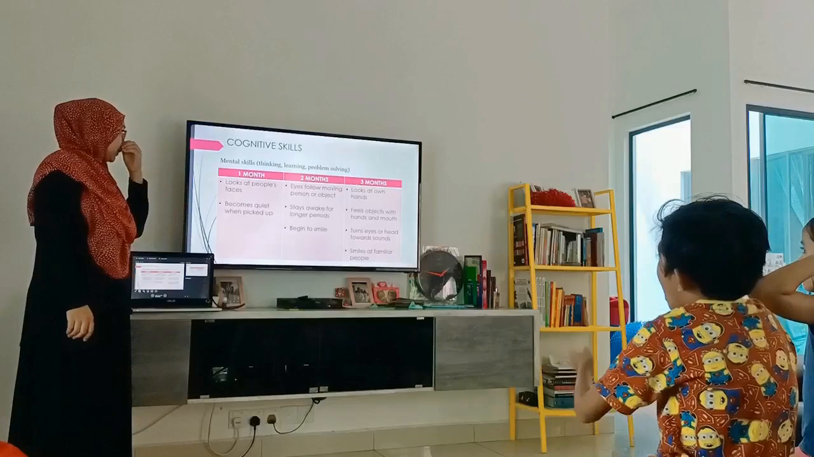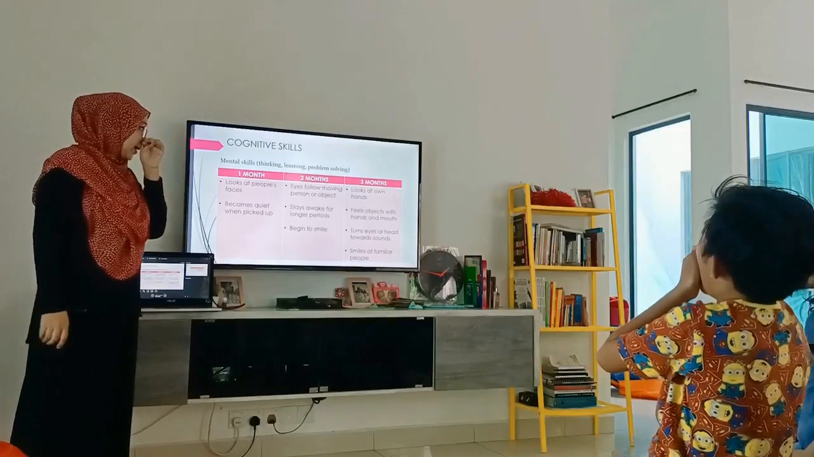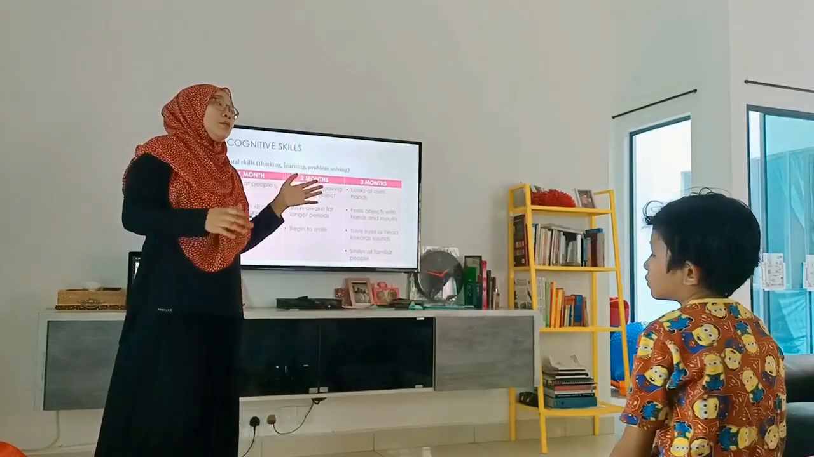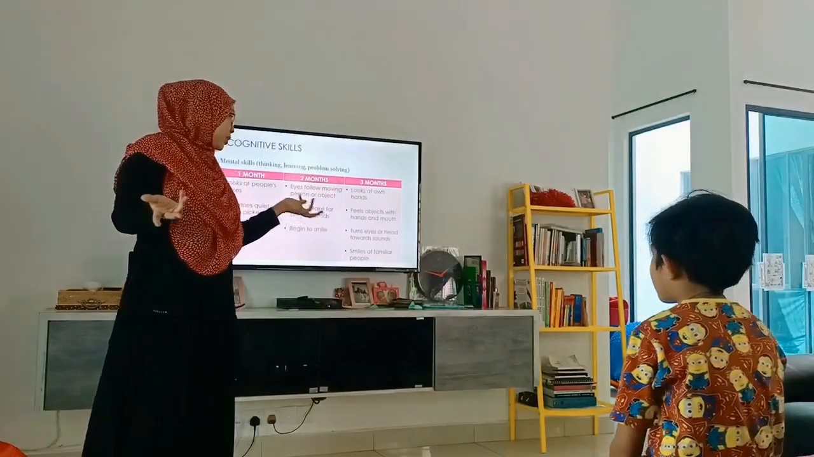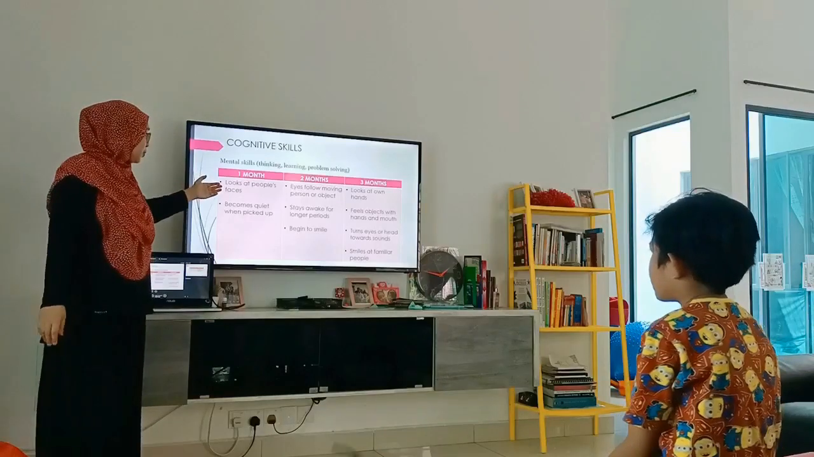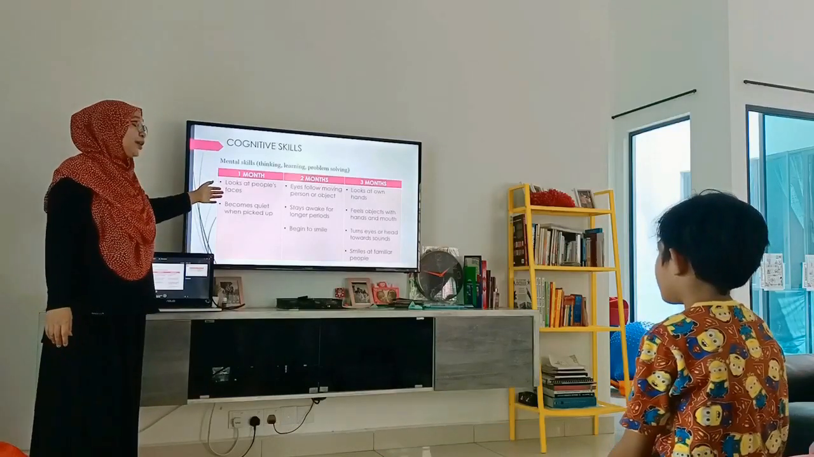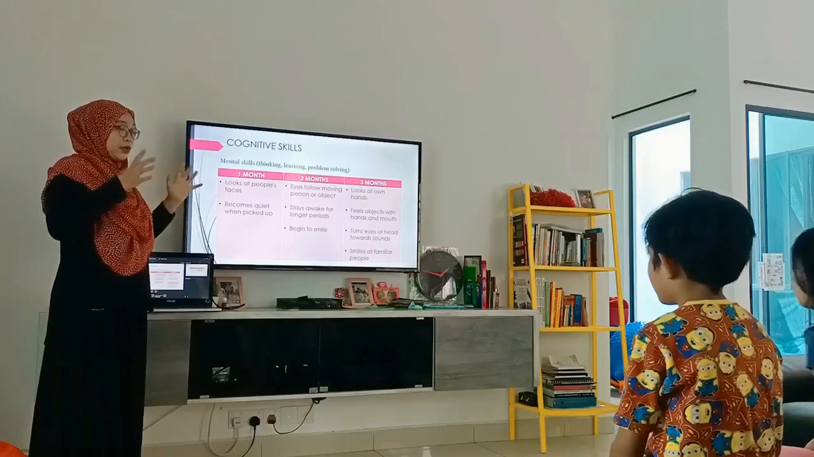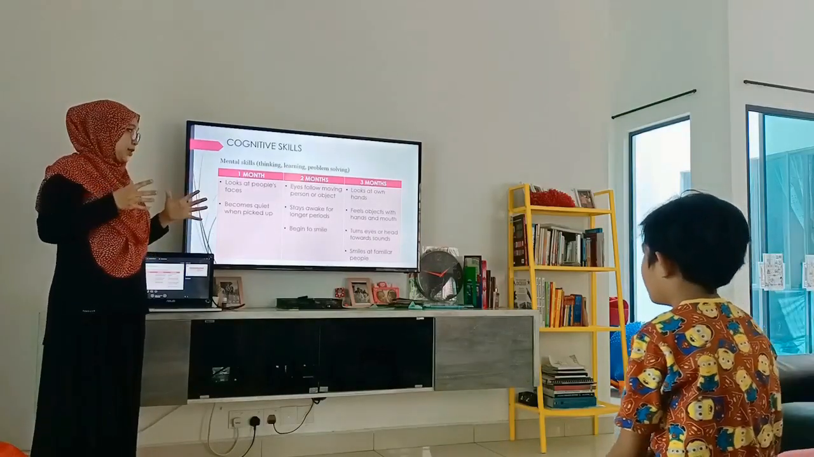Cognitive skill, mental skill: how they think, how they learn, and how they solve their problems, by age 1 to 3 months old. For 1 month old, they are able to look at people's face. They become quiet when picked up. If they cry, they are picked up and they quiet.